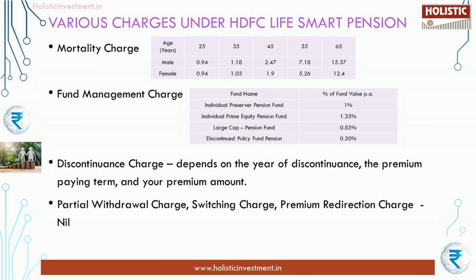Next, mortality charge. It will vary based on age, gender, and sum at risk. Annual mortality charges per 1000 sum at risk are mentioned in the table. Next, fund management charge. For individual preserver pension fund, it is 1%. Individual prime equity pension fund, 1.35%. Large cap pension fund, 0.85%. And for discontinued policy fund, 0.5%.